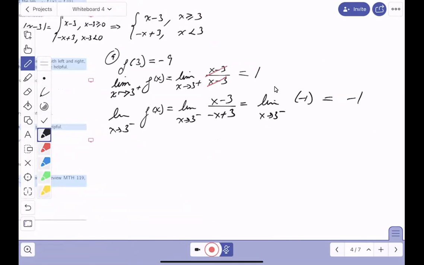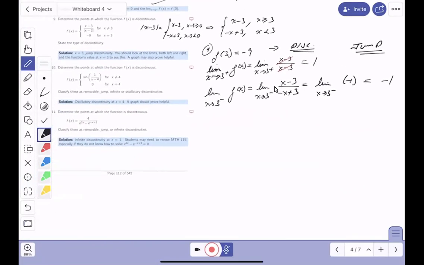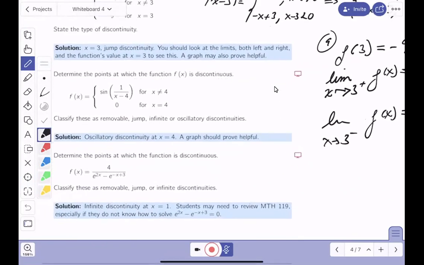What's that limit? -1. So what do I know? It's not right continuous. It's not left continuous, because -9 is not matching either 1 or -1. But what kind? I'm going to say it's discontinuous. So it's discontinuous. But what kind of discontinuity do you have? It's a jump. So it jumps from -9 to 1 or -1. It jumps around.